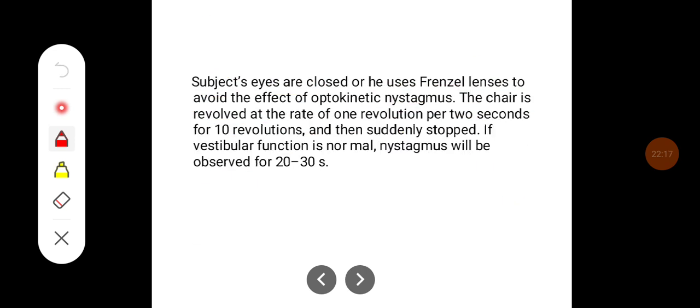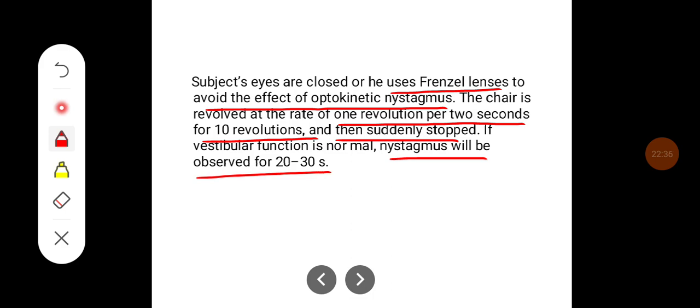The subject's eyes are closed, or he uses Fresnel lenses to avoid the effect of optokinetic nystagmus. The chair is revolved at the rate of 1 revolution per 2 seconds for 10 revolutions and then suddenly stopped. If the vestibular function is normal, nystagmus will be observed for 20 to 30 seconds.